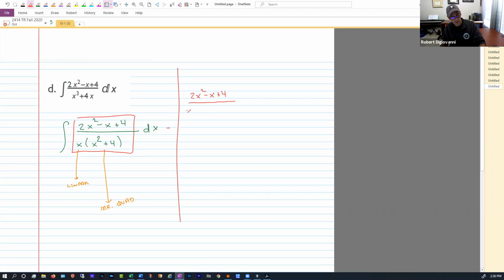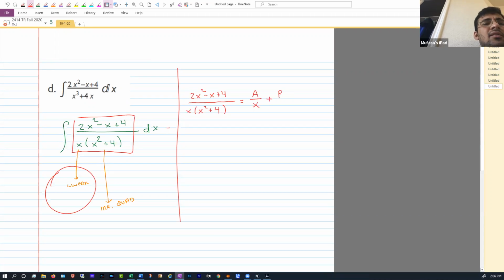And you know how we were doing just a second ago, A over the linear factor, B over the linear factor, we're going to do the same thing with one little change. The linear factor we have is still going to give me an A over x here. Nothing changes with that one. But if you ever have an irreducible quadratic, you don't put B over that. What you do is you put Bx plus C over that.